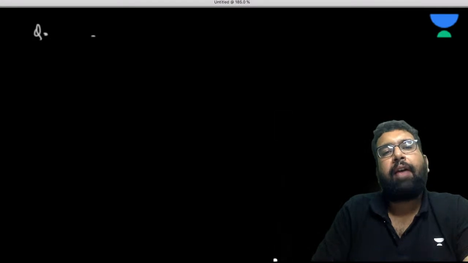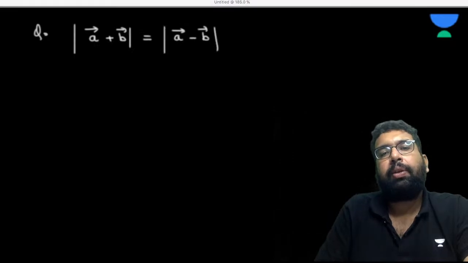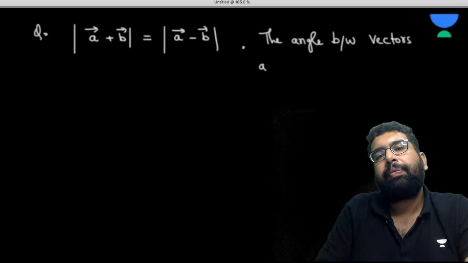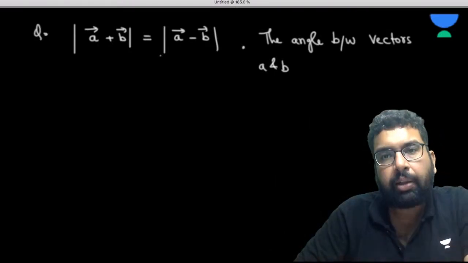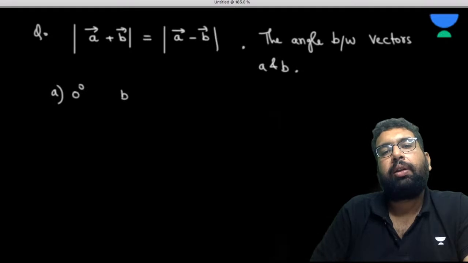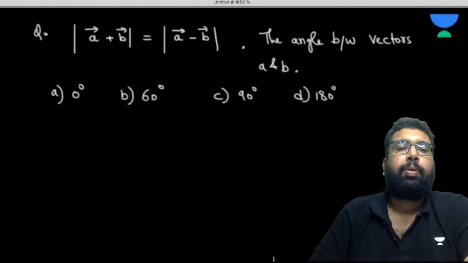Now let's frame a question here. Now if we have vector A plus vector B, its magnitude is equal to vector A minus vector B. Now you have to tell me the angle between vectors A and B. The options are 0 degree, 60 degree, 90 degree, and 180 degree. Please go for it. I'm very sure we can do it.